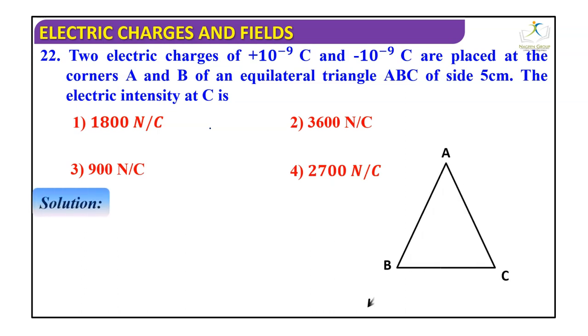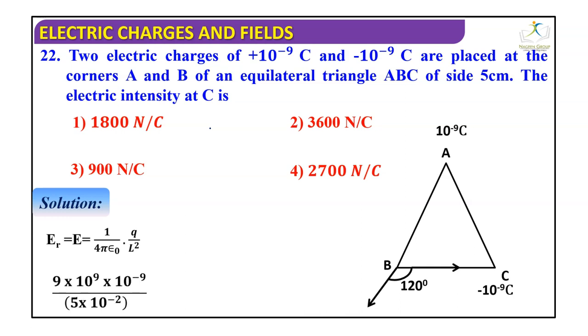We have a triangle which makes an angle of 120 from the external side. The charges are given. So, the electric field will be 1 by 4 pi epsilon naught, q by L square. If we just put this value, we will get the result of E, which is the second option.